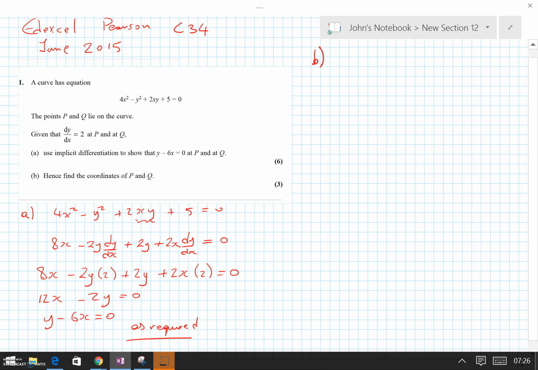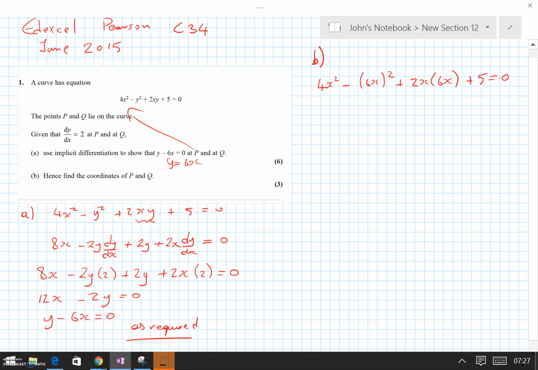hence find the coordinates of P and Q. Now we know y equals 6x, so it's just a matter of subbing that back into this expression, and then we're done. So 4x squared minus 6x all squared plus 2x times 6x plus 5 equals 0.